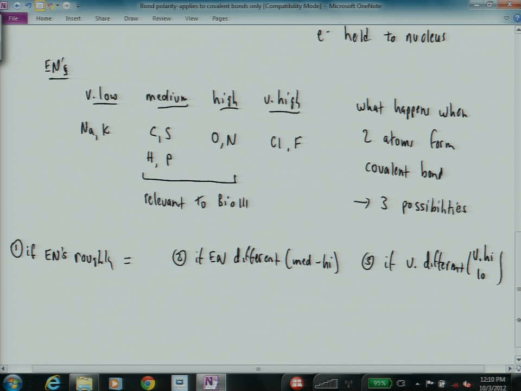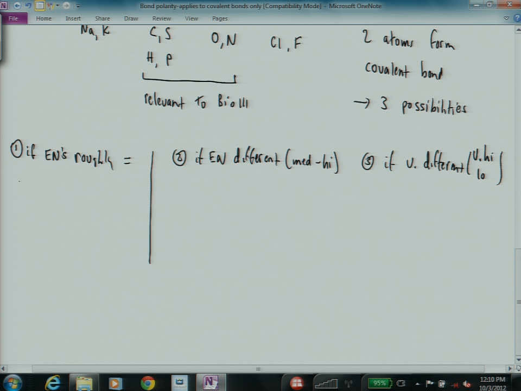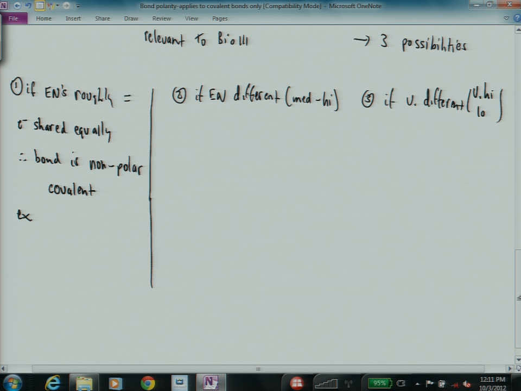So if they're roughly equal, the electrons are shared equally. And I'll show you what this means in just a second. Therefore, the bond is non-polar covalent. And let me show you, for example. If you have a carbon and a hydrogen, which both have medium electronegativities, their two electrons are going to spend most of their time in the middle. We draw that, it's just a plain C-H bond. And the electron cloud is in the center.